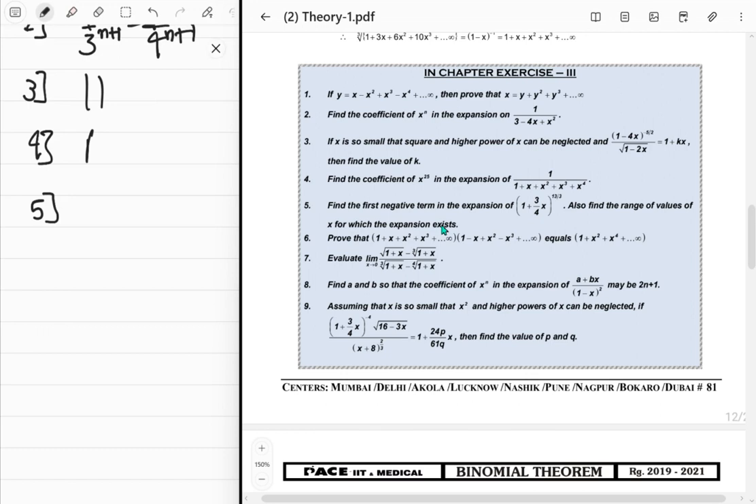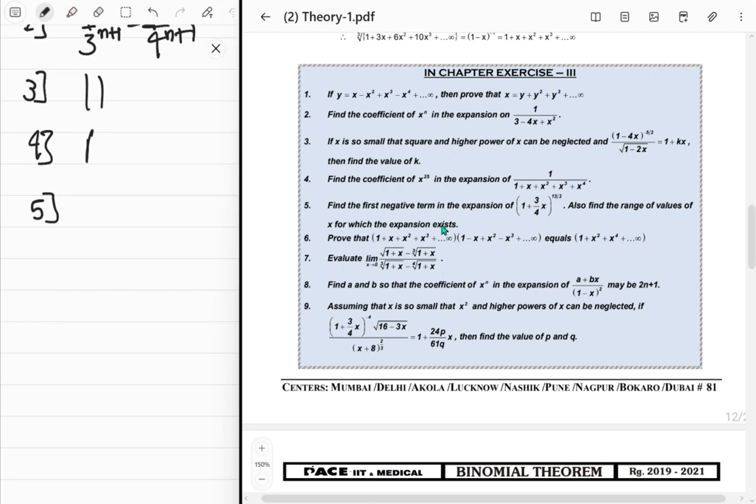Hmm. This is weird. No, I don't know. Okay, I don't know. For what values of x should this work?